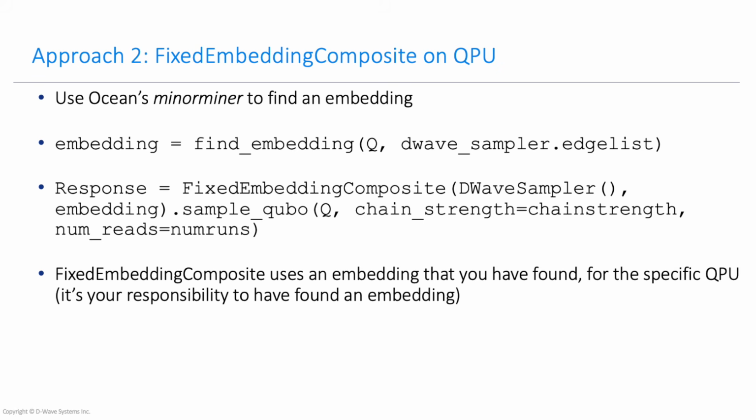Fixed embedding composite uses an embedding that you have already found for the specific QPU. For people who have already studied embedding or are interested in utilizing particular embedding aspects, you may want to do that instead of using the Makri Roy embedding that we talked about before. So those are the two options: you can either have it do the embedding for you or do it yourself.